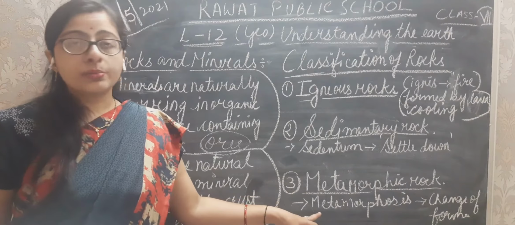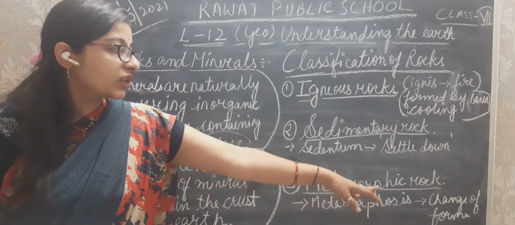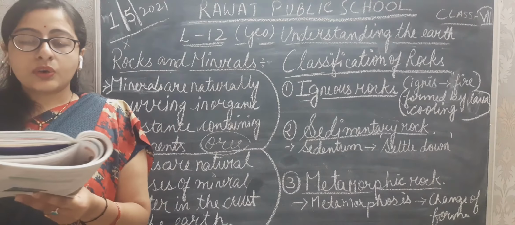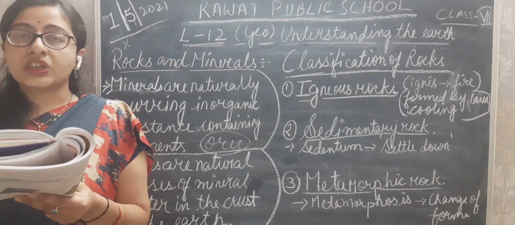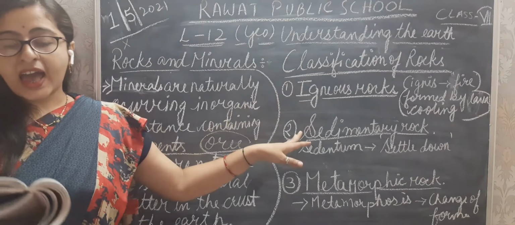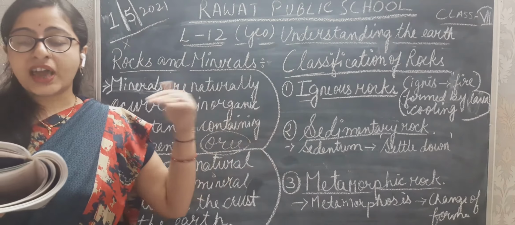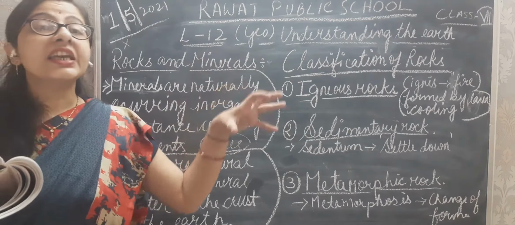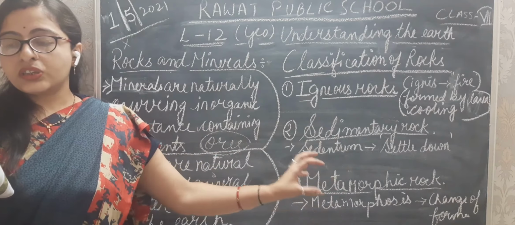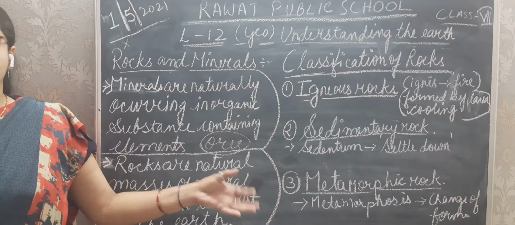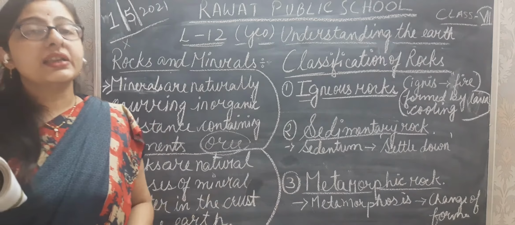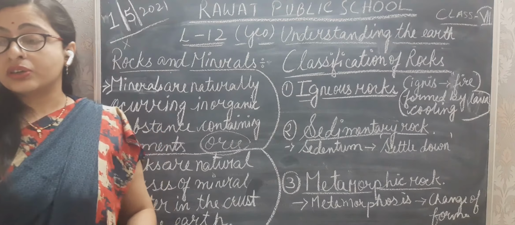Metamorphic rock. As the word says, it means change of form. Metamorphos is a Latin word meaning change of forms. The word metamorphic is derived from the Greek word metamorphosis, which means change of form. So when existing igneous and sedimentary rock change their chemical and physical form due to intense heat and pressure, they form the metamorphic rocks. This process may take millions of years.